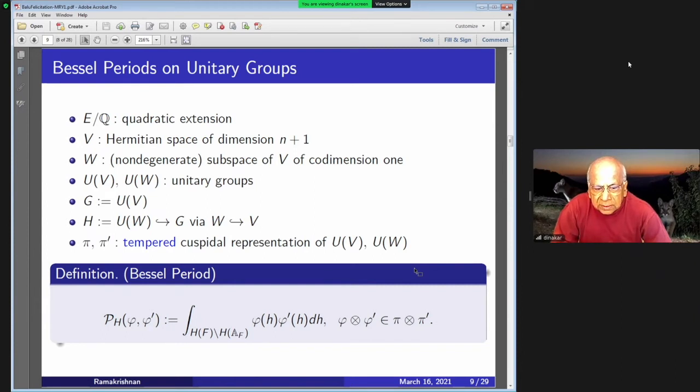If you take these tempered cusp forms, then you can look at this period, which is phi of h times phi prime of h integrated over H. So this is the period. Essentially what you do is that you have a form phi on G, and you restrict to H. The restriction of a cusp form to a subgroup is very complicated in general. It's not trivial.